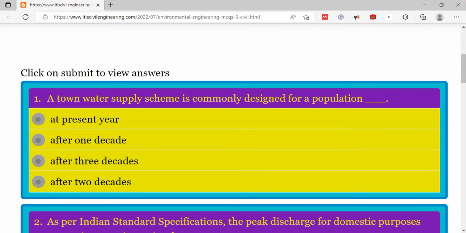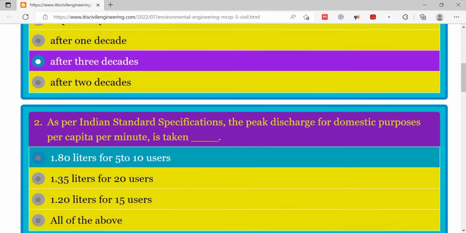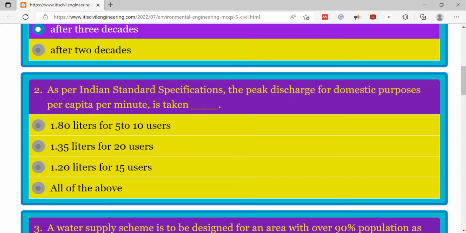The next question is, a town water supply scheme is commonly designed for a population. We estimate the population after 3 decades in order to design a town water supply scheme. Next question is, as per the Indian standard specifications, the peak discharge for the domestic purposes per capita per minute is taken as dash.